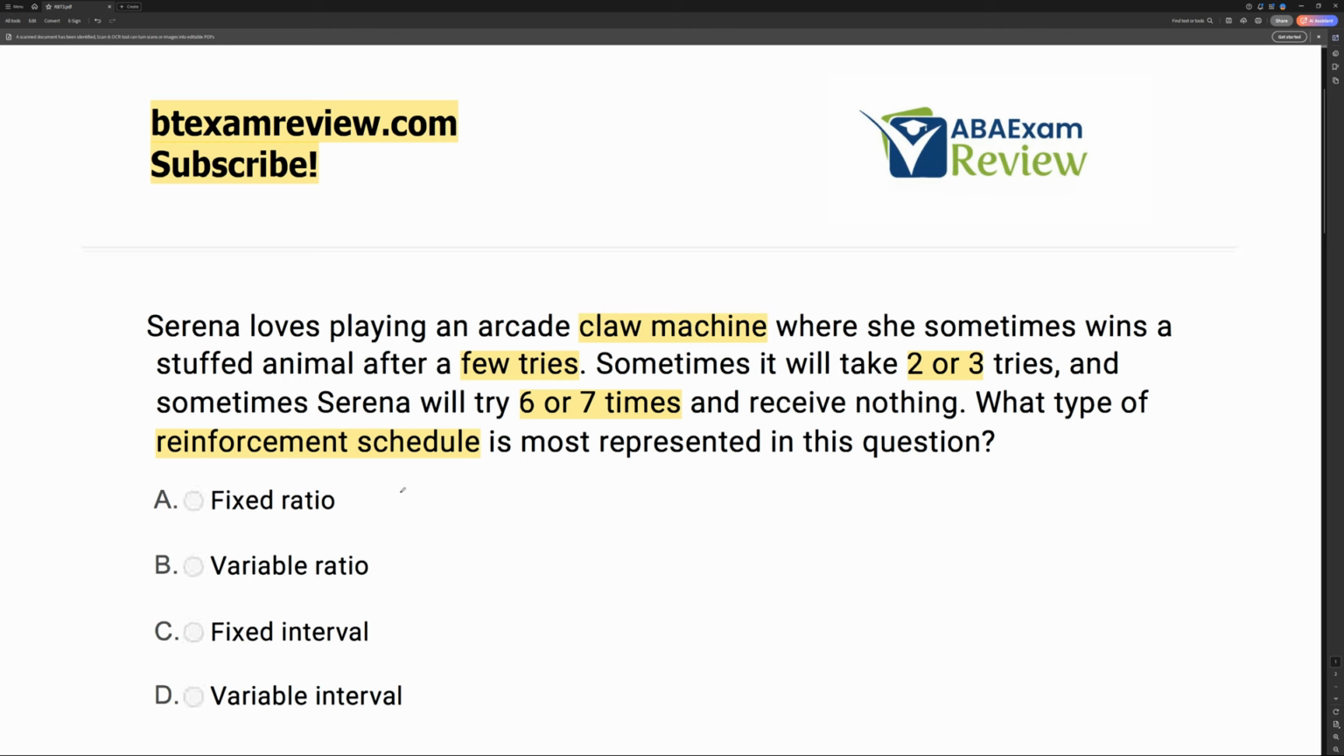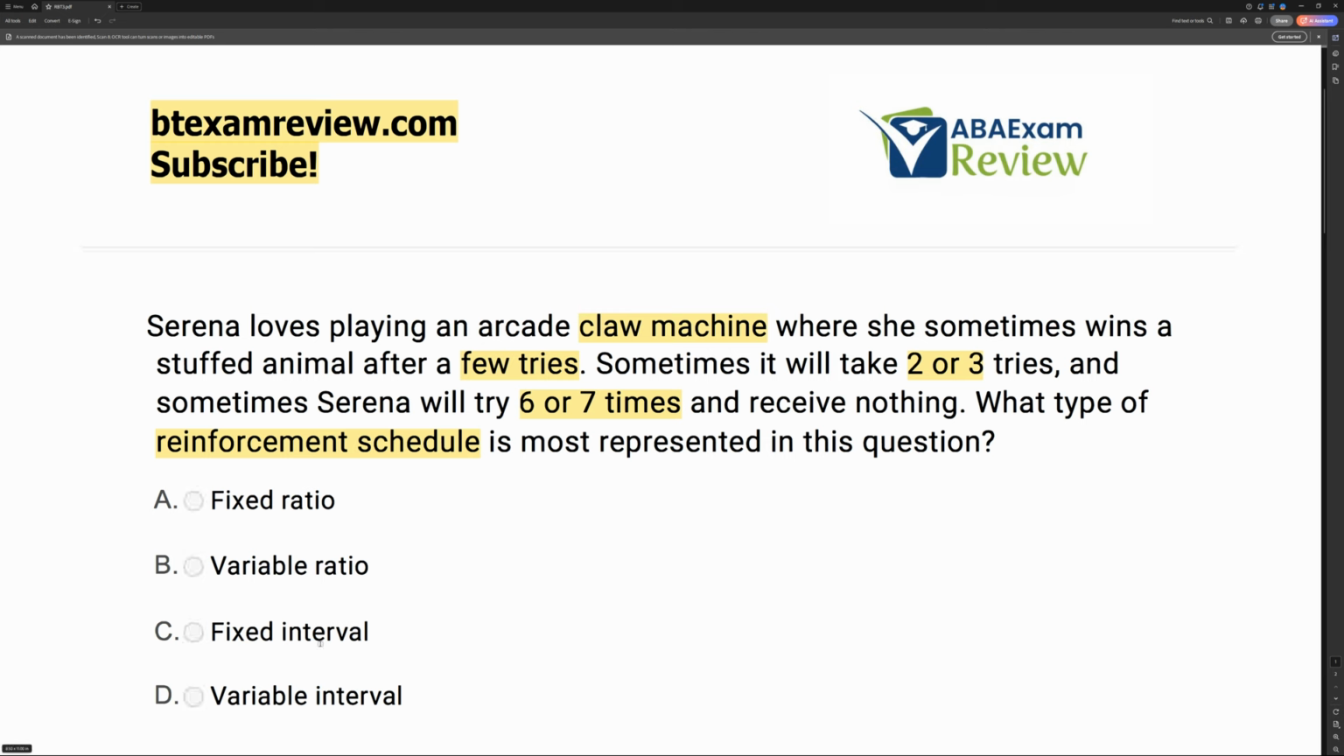So let's look at a fixed ratio. A fixed ratio indicates that reinforcement is based on responses, which in this case, that's true. Serena gets reinforcement based on the responses she gives, not an amount of time, but it isn't fixed because sometimes it's 2, 3, 6, 7. It's an average. It's not a fixed amount. So we have to look at B, variable ratio, to see what is represented in this question. It's based on Serena's responses, and it's changing, or an average.